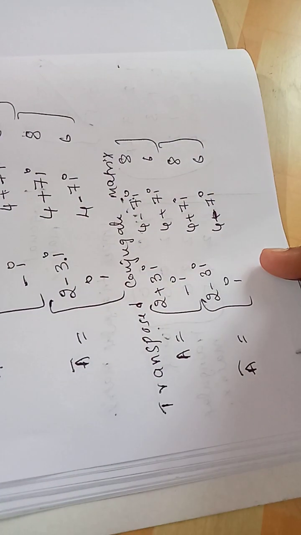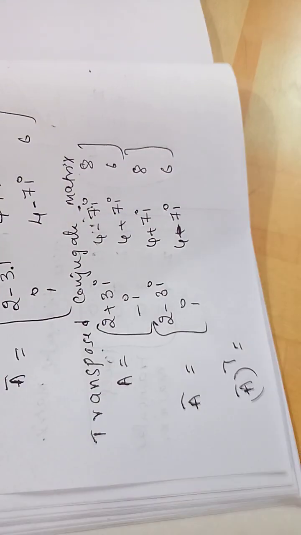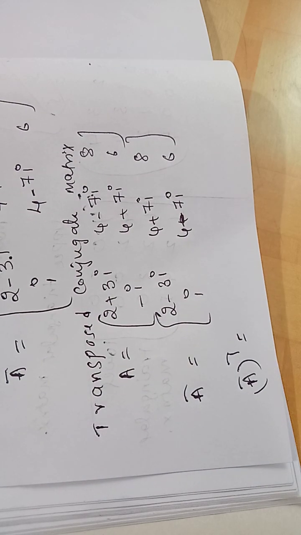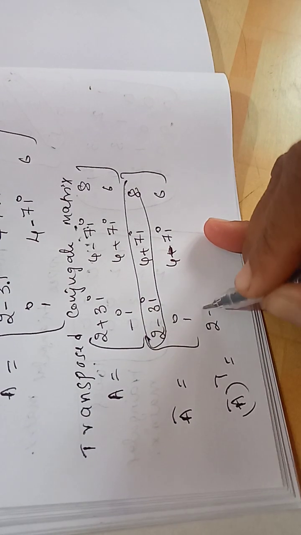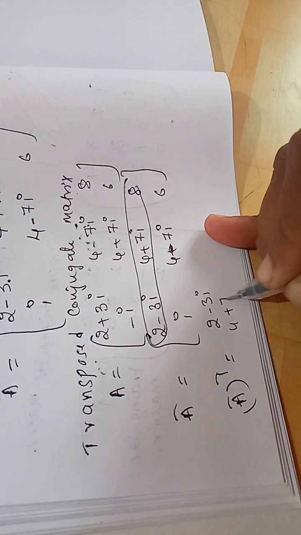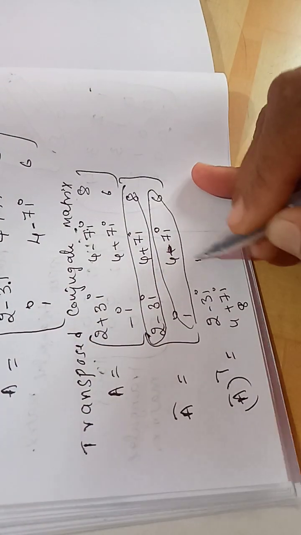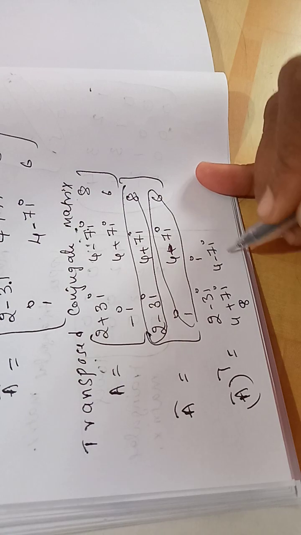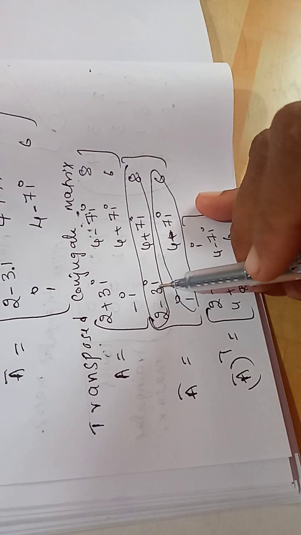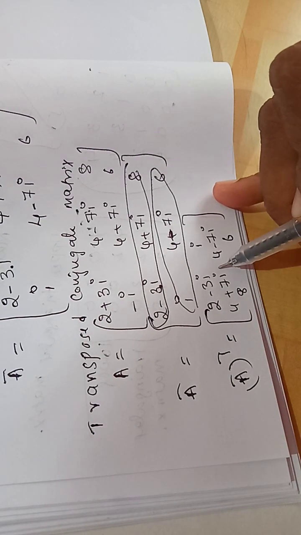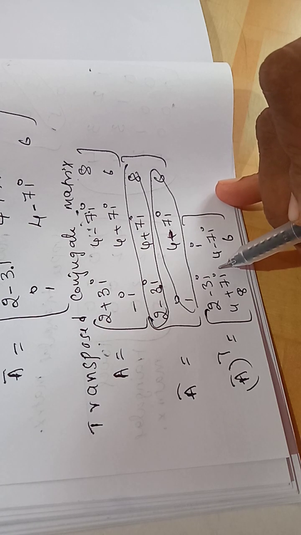Then I have to write the transpose of this conjugate matrix. So transpose means changing the rows into columns. Now this row I will write as column: 2 minus 3i, 4 plus 7i, 8. Next this one: i, 4 minus 7i, 6. In such a way, first we have to find the conjugate, then we have to write the transpose of it. This we call the transposed conjugate matrix.